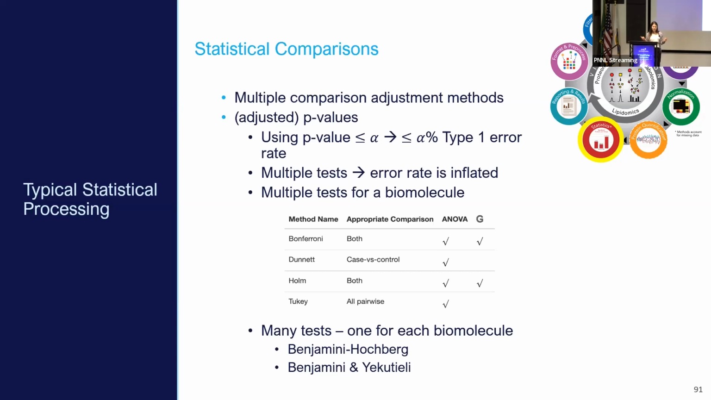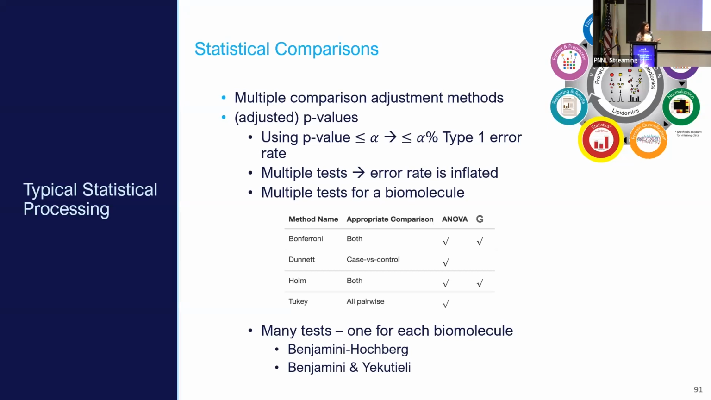The reason that we adjust p-values when we're doing multiple comparisons is that the more comparisons that we do, the more likely we are to have false positives. So there's two different ways you can adjust your p-values. So you can adjust because you are testing many biomolecules. So if you have 1,000 proteins and you're doing a test for every protein, then you can adjust using one of these methods here so that your type 1 error rate doesn't get inflated.